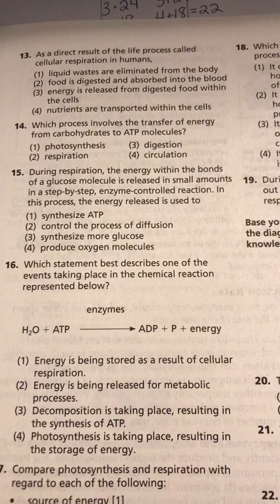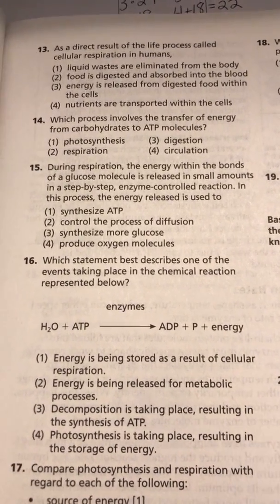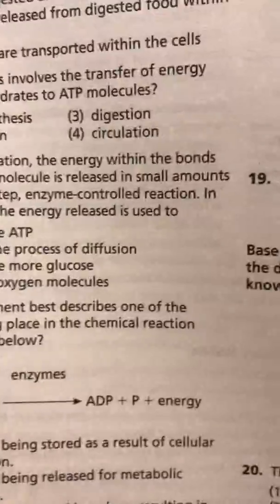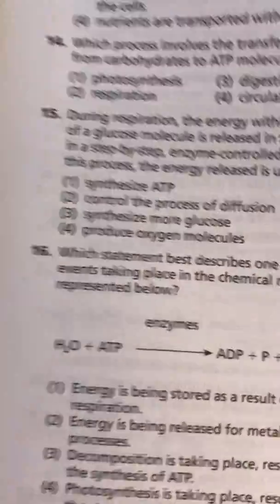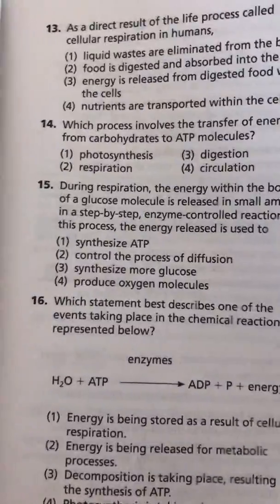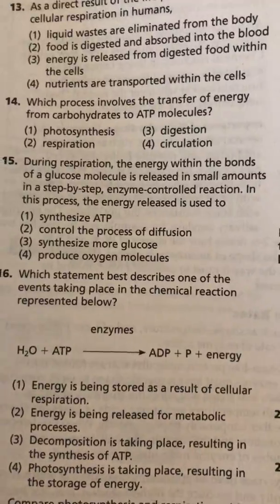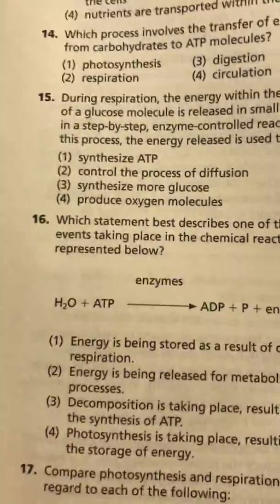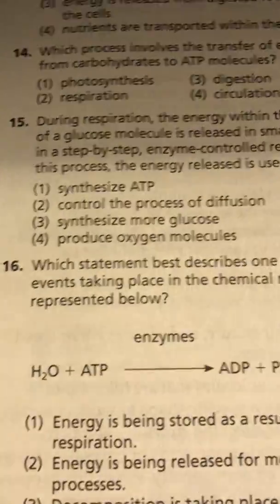14. Which process involves the transfer of energy from carbohydrates to ATP molecules? 1. Photosynthesis. 2. Respiration. 3. Digestion. Or 4. Circulation. Number 15. During respiration, the energy within the bonds of a glucose molecule is released in small amounts in a step-by-step enzyme-controlled reaction. In this process, the energy released is used to 1. Synthesize ATP, 2. Control the process of diffusion, 3. Synthesize more glucose, or 4. Produce oxygen.